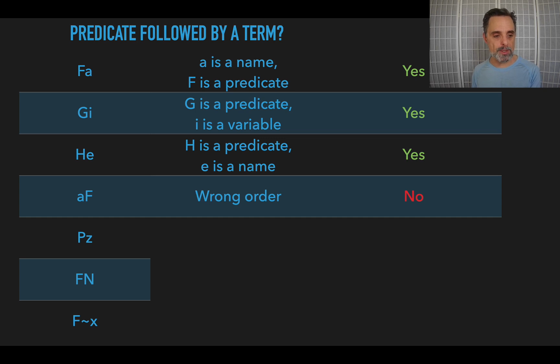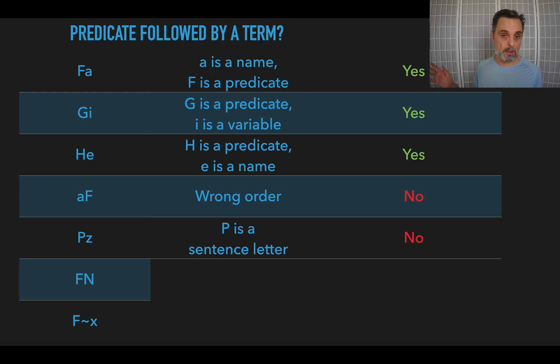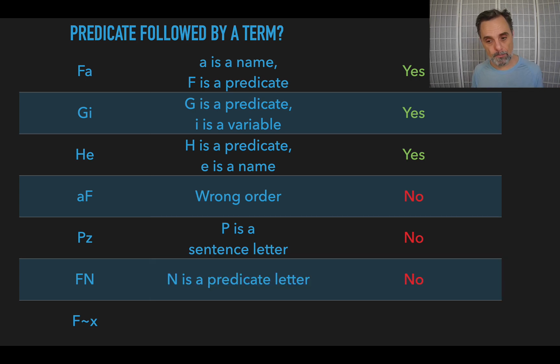How about big P, little z? Well, little z is a variable, and it's in the right place, so that's good. But is big P a predicate letter? No, predicate letters are big A through big O. P is a sentence letter, and we cannot take a sentence letter and then a variable and make one of these new formulas, so that doesn't count. That's not grammatical either. How about big F, big N? Well, big F is a predicate letter, and big N is a predicate letter, so that's predicate letter, predicate letter. So that's not a predicate followed by a term, and so that doesn't count either.